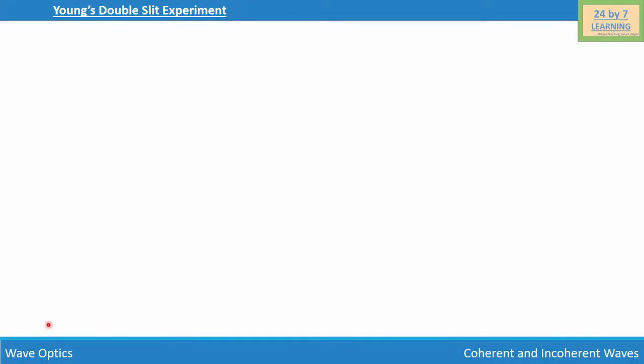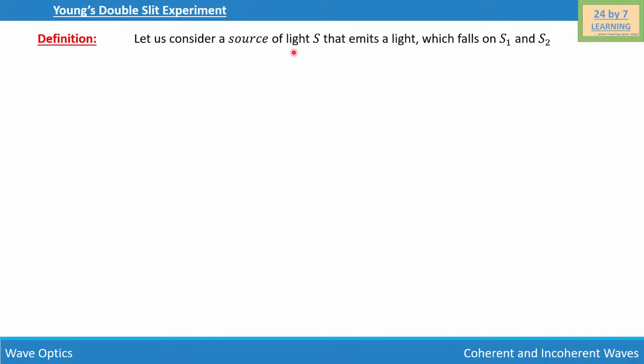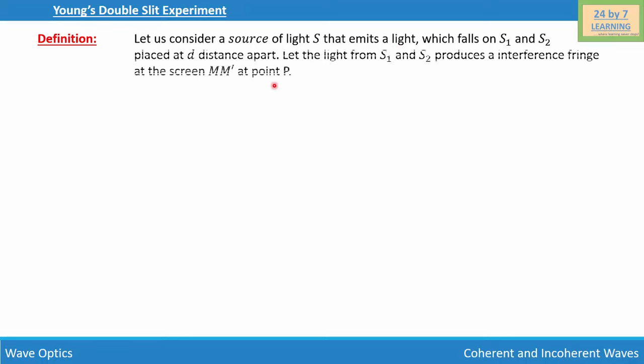Young's double slit experiment. Let us consider a source of light S that emits light which falls on S1 and S2, placed at distance d apart. Let the light from S1 and S2 produce an interference fringe at the screen MM' at point P.